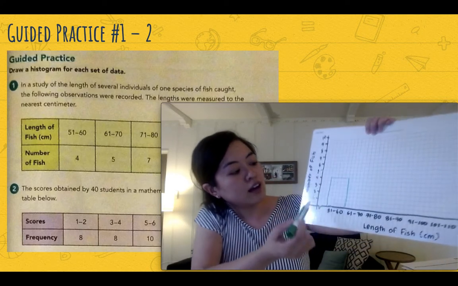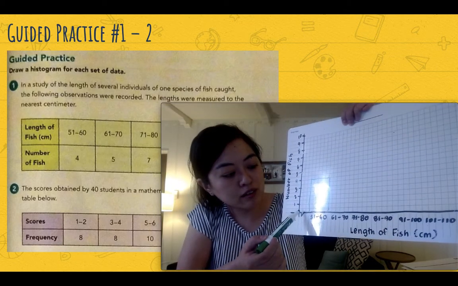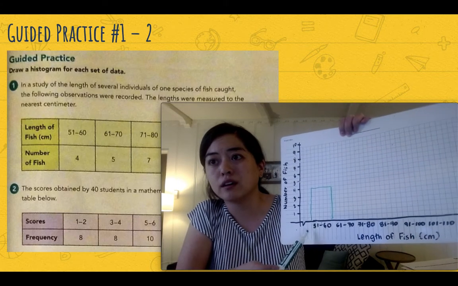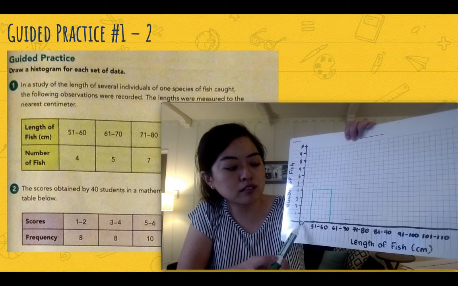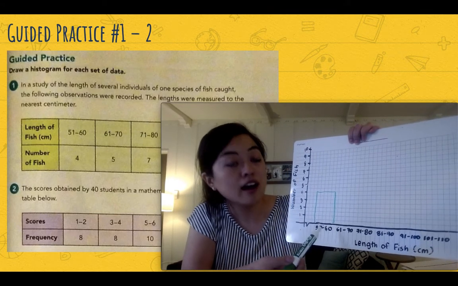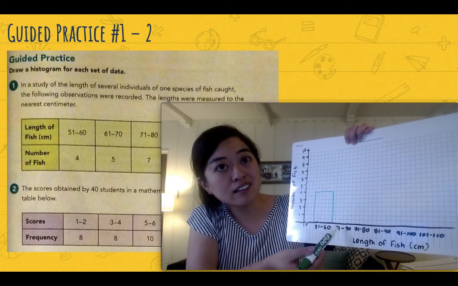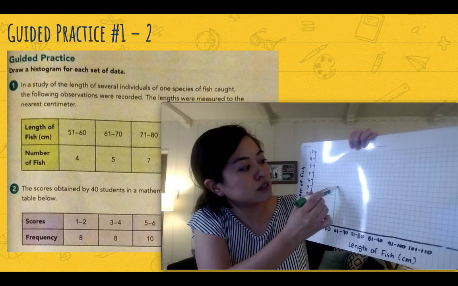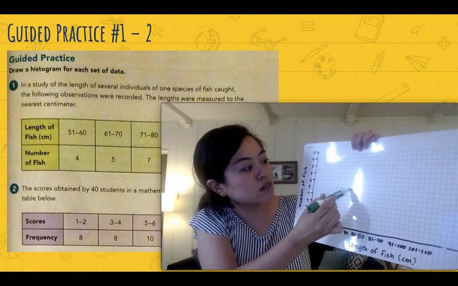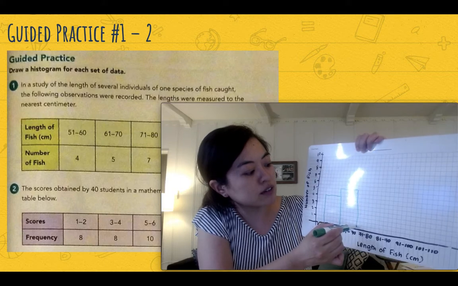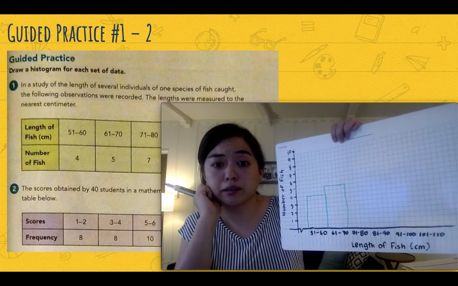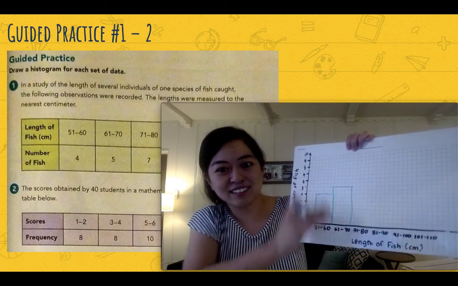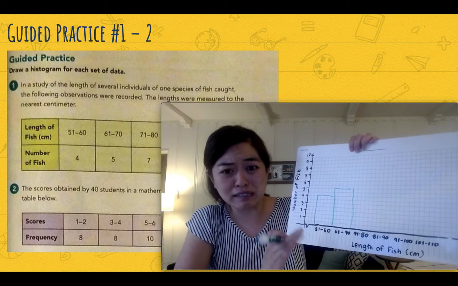All right, and notice here, when I started it, I put a little break mark here because it's going to automatically jump to 51. It doesn't start at 0, so it jumps to 51, so I just put a little break mark in my x-axis, okay? And then 61 through 70, it's 5, which is up here. And I really recommend using graph paper to draw your histogram. It'll make your life so much easier. The lines on the grid are really helpful for you to draw neat histograms.